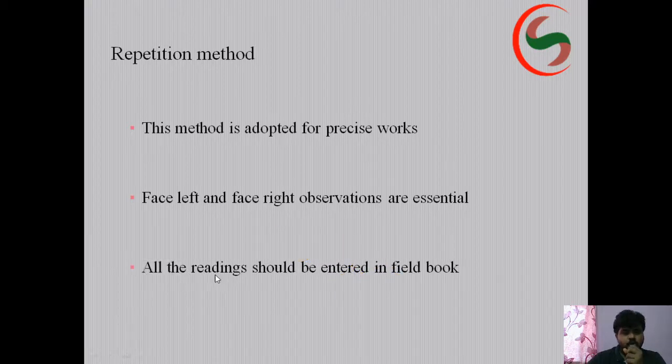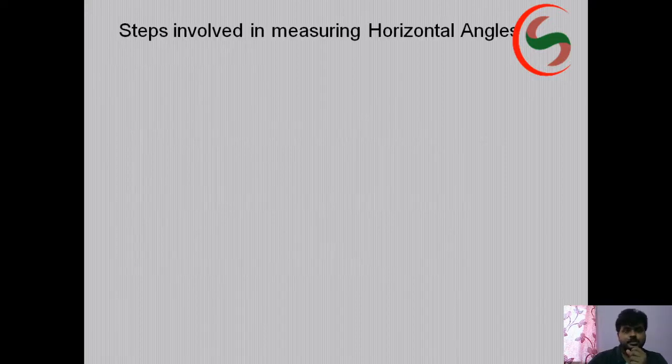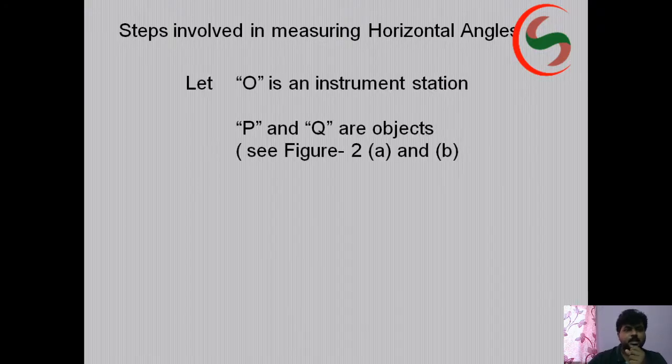Next, all the readings should be entered in the field book. There is a format for entering the values, whatever you read from the main scale reading in the lower plate and vernier readings in the upper plate. Now we'll see the steps involved in measuring the horizontal angles by the repetition method.